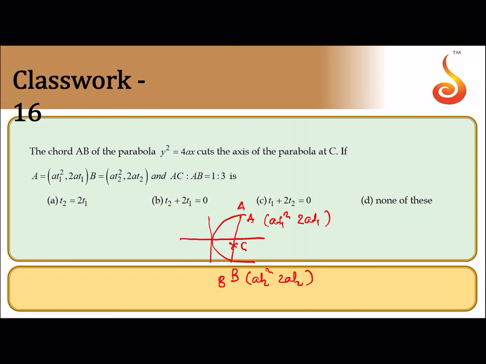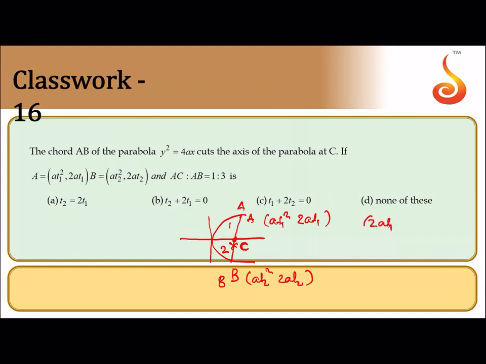So this is given. The chord AB of y square equal to 4x cuts the axis of the parabola at C. So if AC is 1 and AB is given as 3, obviously the remaining part will be 2. So it is a 1:2 ratio.